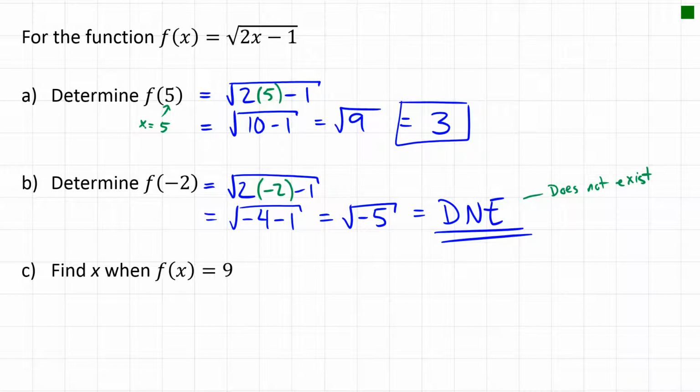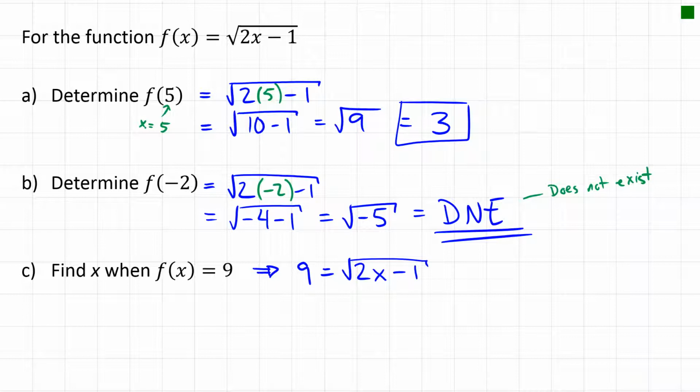And lastly, find x when f of x equals 9. This is the opposite way that this question can be asked, which is before we were asked to find the value of the function for a given x value. Now we're saying, what x value makes the function equal to 9? We're now told the y value, so we know that 9 is equal to the square root of 2x minus 1 for some x value, and we have to find that x value.